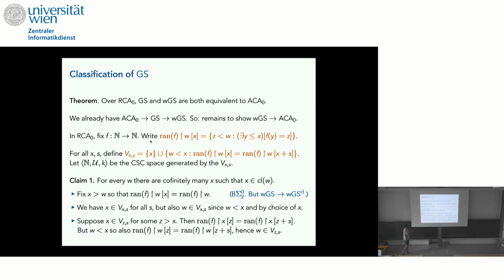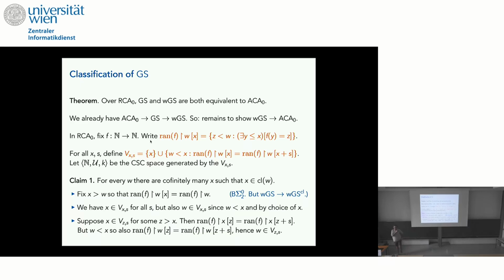Well, okay, if it's in VXS, it's in there for all S, but also W is in here, right? Because first of all, W is smaller than X, and we cannot change the approximation of the range of F up to W between X and X plus S because X was already the point at which it was correct. Does that make sense? So here's a particular open set containing X, and we just showed that W is also in it. Remember, we're trying to show X is in the closure of W, so every open set containing X should contain W. All right, let's suppose we have some other kind of open set containing X.